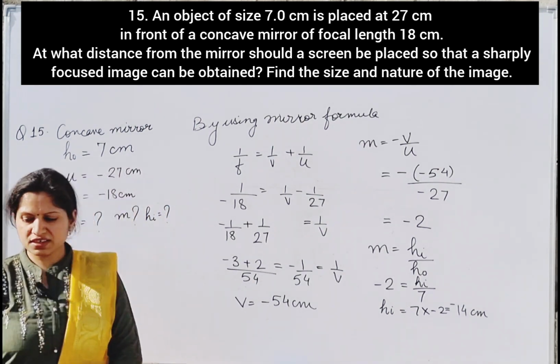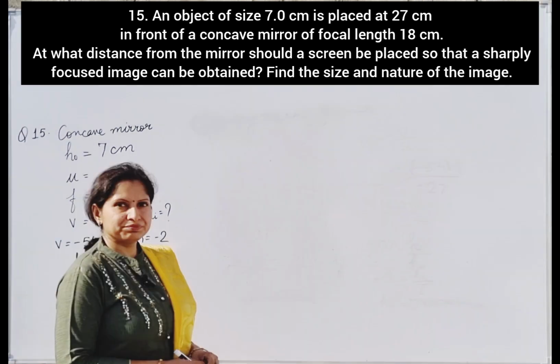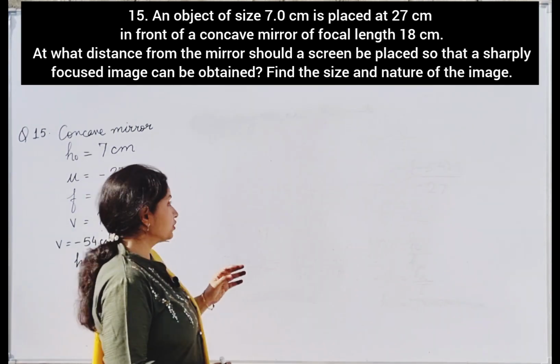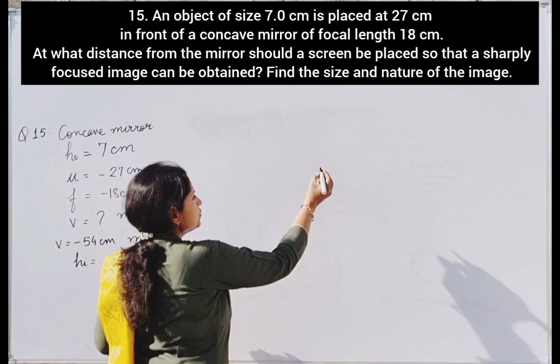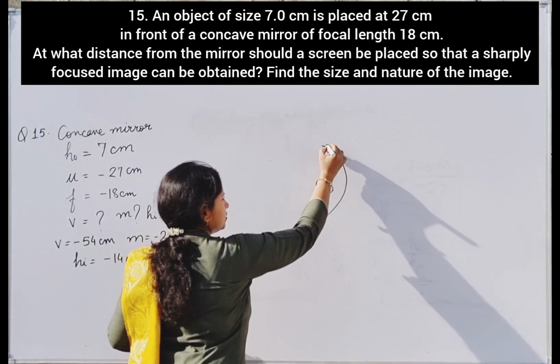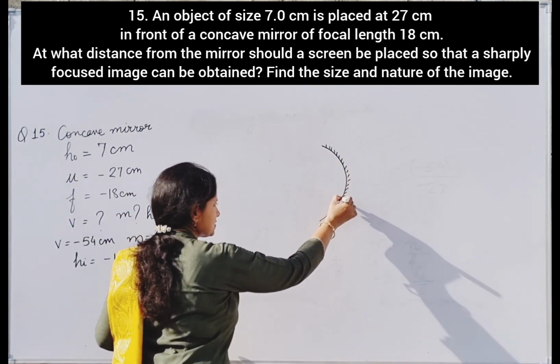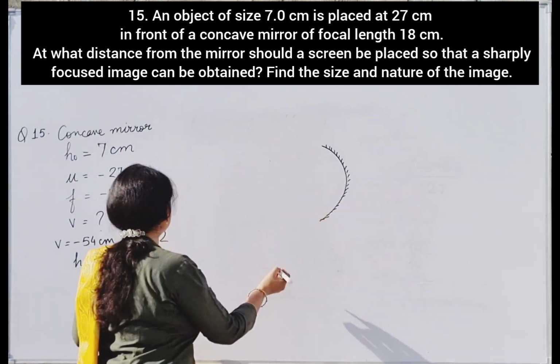Okay, so I'll just shift aside. You can take a screenshot if you want. Now let's draw a ray diagram for this question also. So it's a concave mirror. So let's draw a concave mirror. This is a polished surface and this is a reflecting surface.